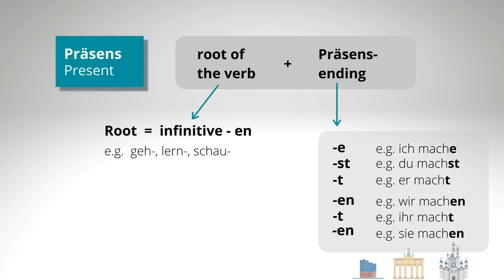Ich mache, du machst, sie es macht, wir machen, ihr macht, and sie machen. So we take the root of the verb, in this case mach, the root of machen, because we've left out the en of the infinitive, machen becomes mach, and then we add the Präsens ending. Mache, machst, macht, machen, macht, machen. And that's the way we form a Präsens in German.